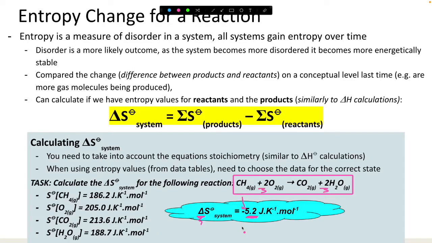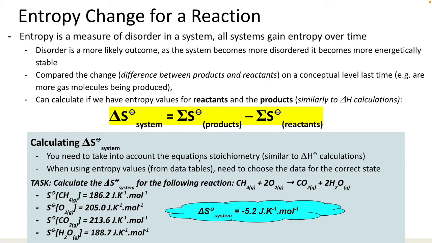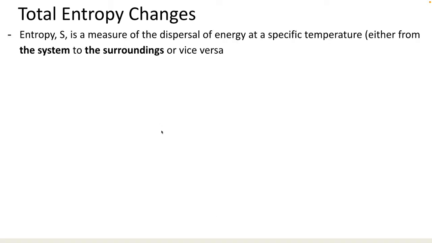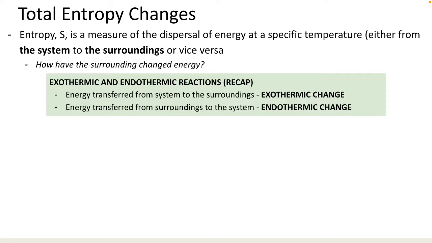So this tells us the value for the change in entropy of just the chemical reaction. But if we want to know the total entropy change, we've got to not only consider the system, but also consider the surroundings, because the entropy change is a measure of the dispersal of energy, which includes whether that's going to be an endo or an exothermic reaction and the effect it has on the surroundings. So how have the surroundings changed in energy?